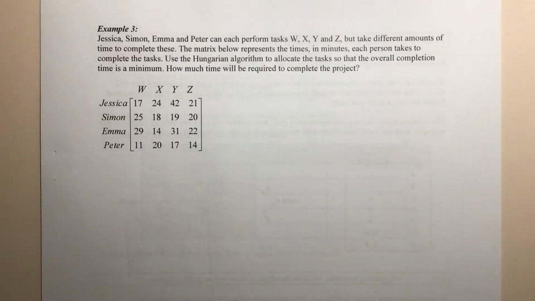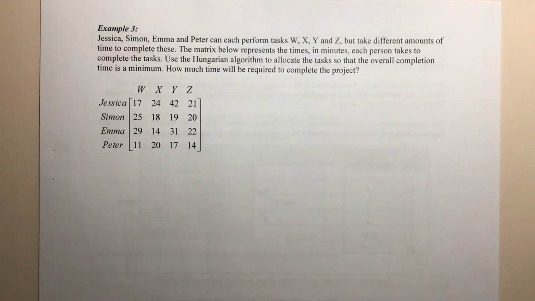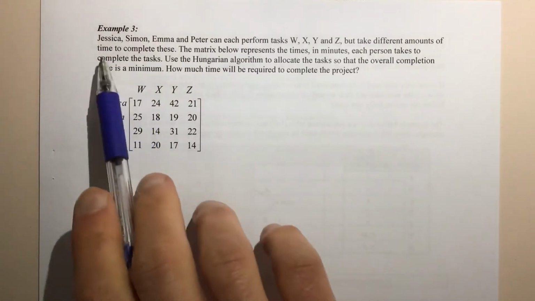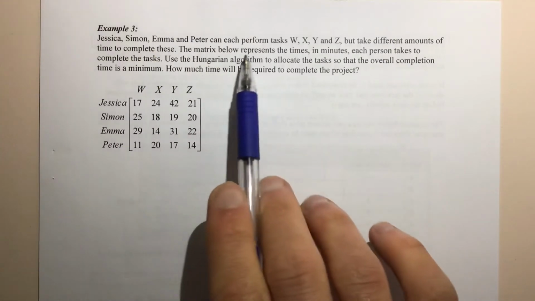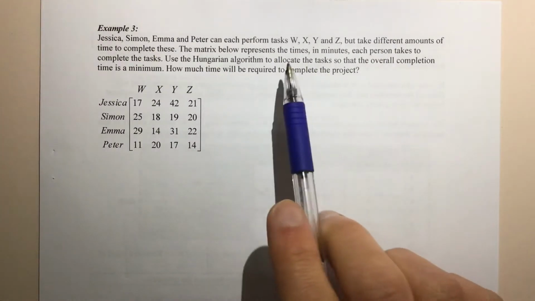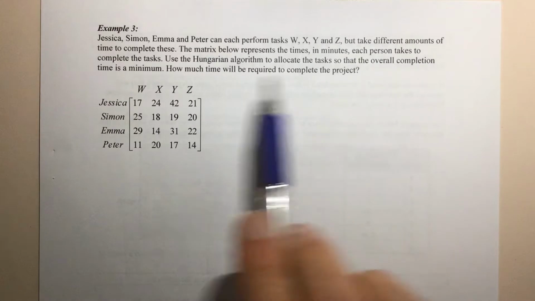Hello again. This video we start with another example of the Hungarian algorithm. So remember that this is used to allocate tasks to people or to things in order to minimize cost or time. So in this one we've got 4 different people, Jessica, Simon, Emma and Peter, who can perform 4 different tasks, which are just called W, X, Y and Z, but they take different amounts of time to complete the tasks.